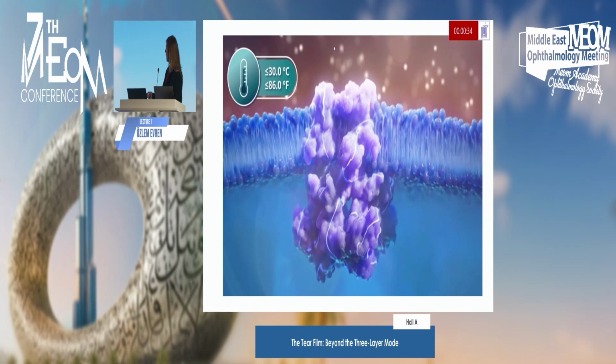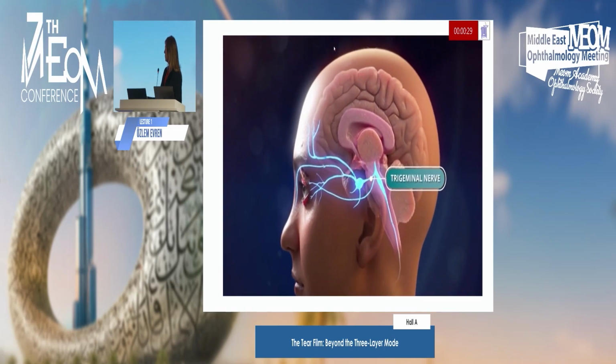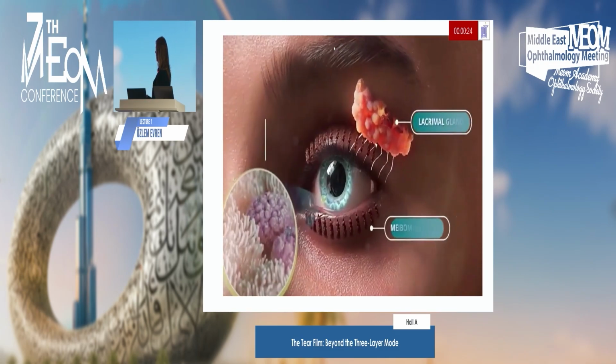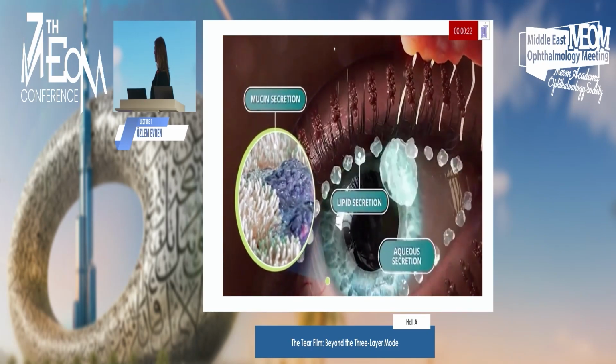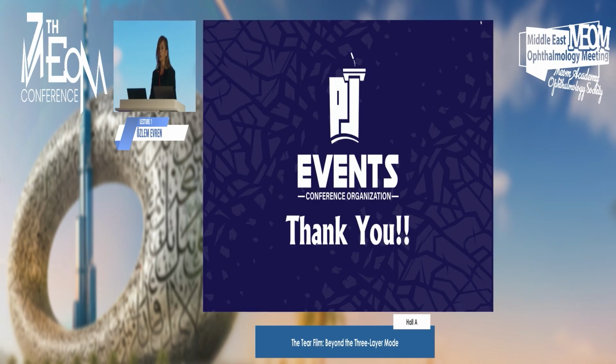So when there is dryness, when there is cooling at the surface, receptors are triggered. Those triggers go to the trigeminal nerve and come back with the parasympathetic nerves to the lacrimal, goblet and conjunctival cells. So the mucin, lipid, and aqueous are secreted. So nothing is acting on its own, but all are interconnected. So we started with the tear film, but ended up with the lacrimal functional unit, which regulates the production, delivery, and clearance of tears to maintain a homeostatic environment on the ocular surface.